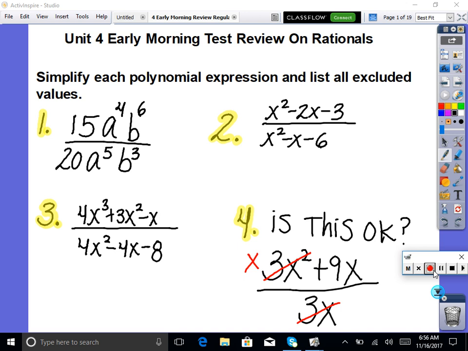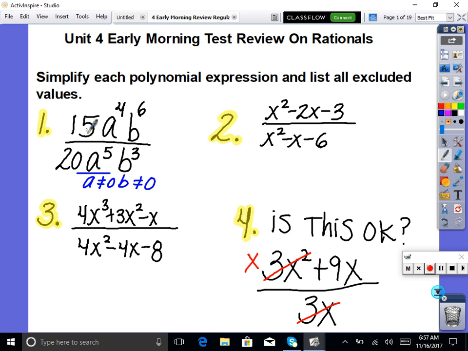Okay, here we go. With something like this, it says simplify each polynomial and list all the excluded values. So remember to factor if possible and then restrict before you simplify. Looking at this one, I would restrict the bottom. So a cannot be 0, correct? And b cannot be 0 for this one, because that would make the denominator 0. Then we would simplify what we can.